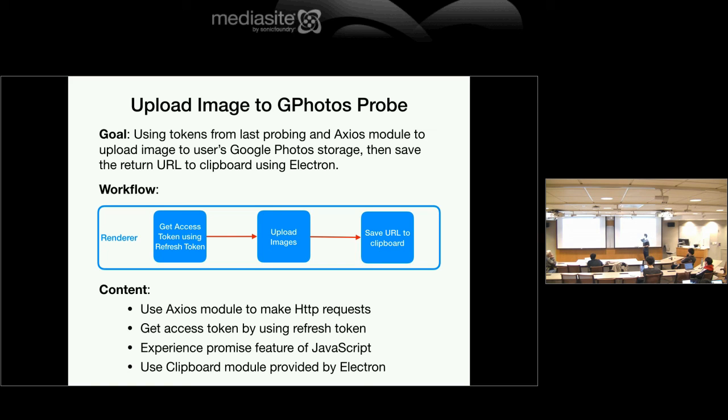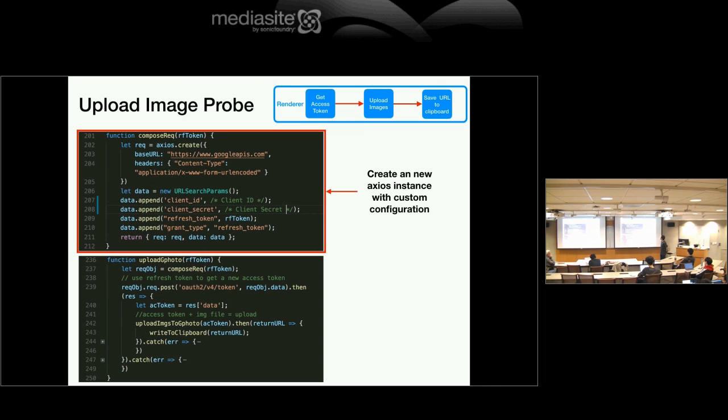As you can see, we get the access token using the refresh token and use the Axios module to make HTTP requests to upload these images, and eventually write those URLs into the system clipboard. Important contents of this probe are how to use the Axios module to make HTTP requests, how to get the access token by using the refresh token and the promise feature of JavaScript, and finally how to use the clipboard module of the Electron framework.